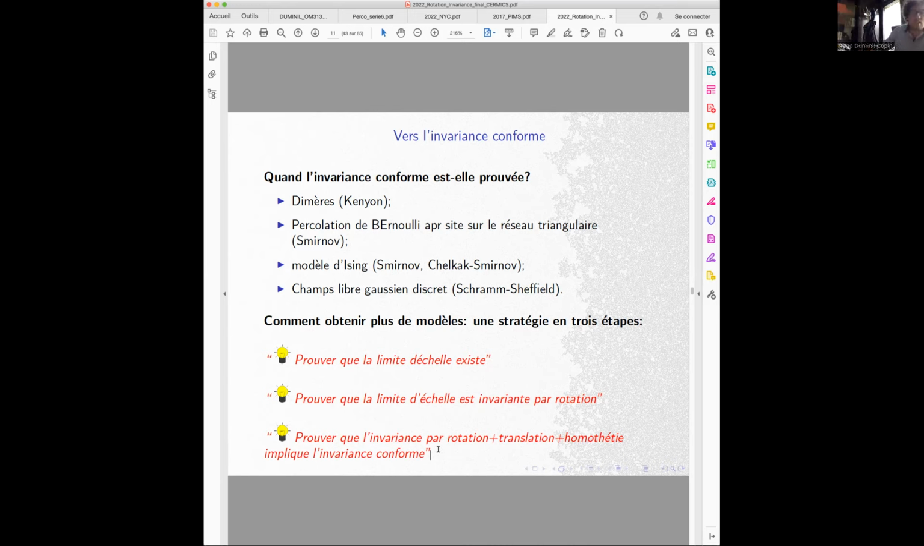And the first step seems to be the hardest step. By the way, it's not what I thought. We tried to prove the first step, and we ended up with the second one. The second one sounded to me much more mysterious, this rotation invariance.